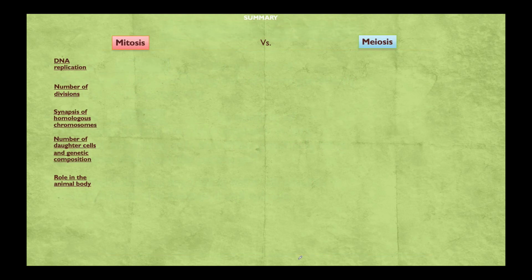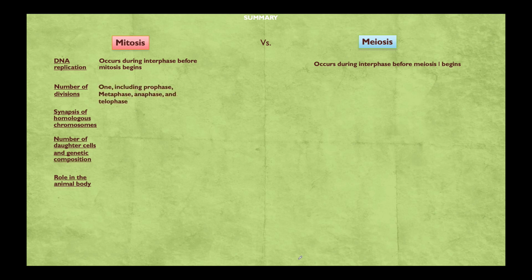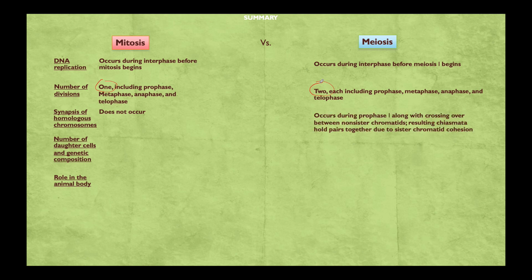So we could put one against the other and look at some of the things that happen here. DNA replication happens in both during interphase before they start. Number of divisions, mitosis has 1 and meiosis has 2. So it's good to do a compare and contrast here. They're the same because they each go through PMAT, right? But meiosis goes through it twice. Synapsis of homologous chromosomes. Synapsis was where those tetrads got together, and then the non-sister chromatids crossed over in the middle. Okay, so crossing over was the big part of synapsis.